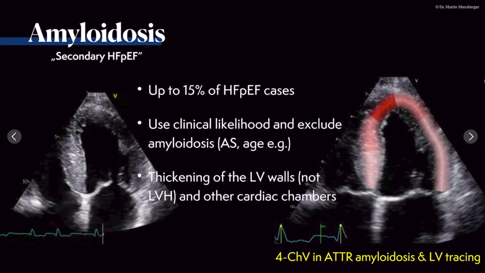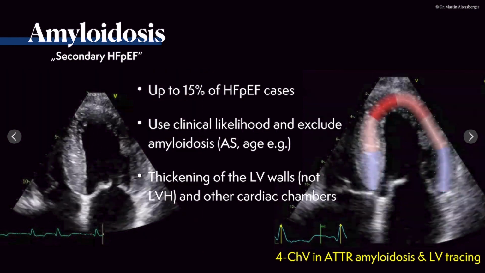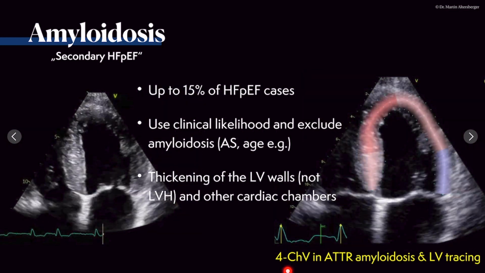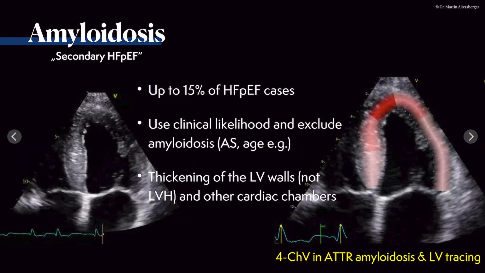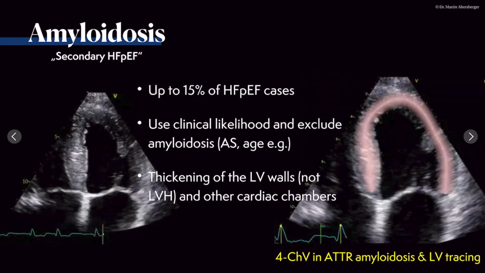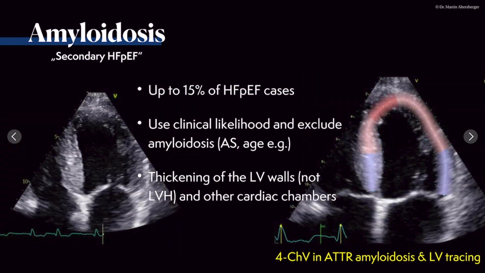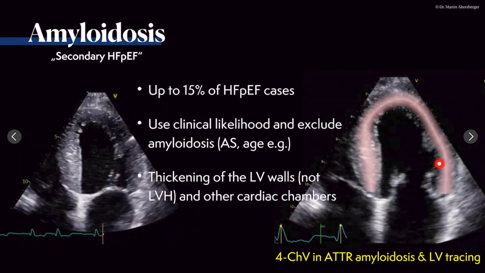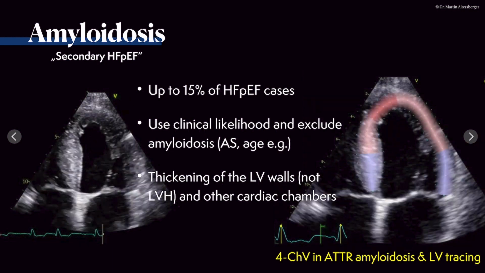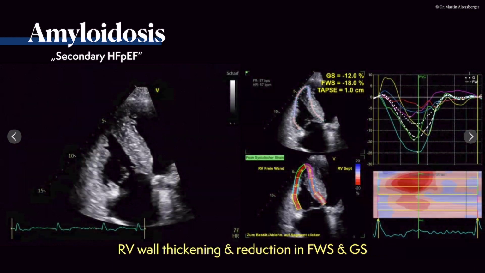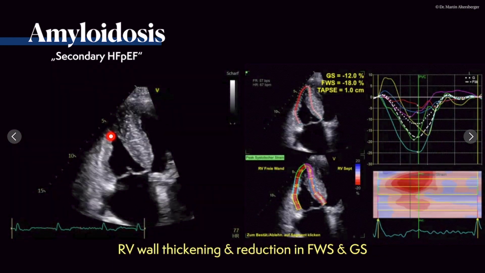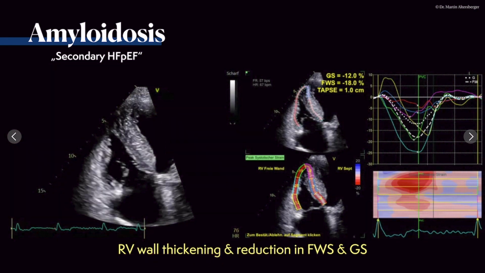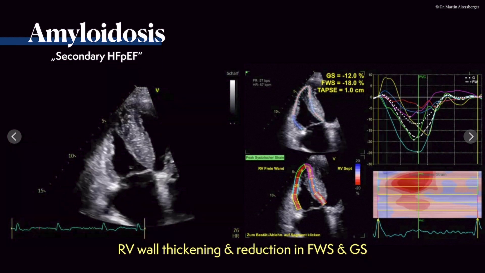Also, other chambers have thickened walls, so the interatrial septum, for example, is thickened, the right ventricle is thickened, and here we have this example of the 4-chamber view in a patient with ATTR amyloid heart disease, amyloidosis, and the left ventricular tracing, where you can even adapt the region of interest to include the thickened myocardium. Here's the example of the right ventricle. Here we see the free lateral wall. The right ventricular wall is thickened. There's a definite reduction in free wall strain and global strain as well.